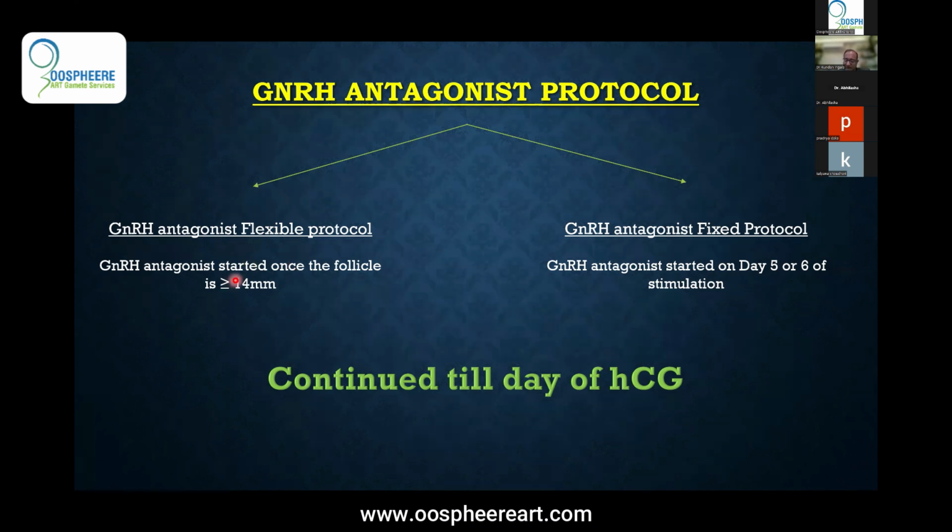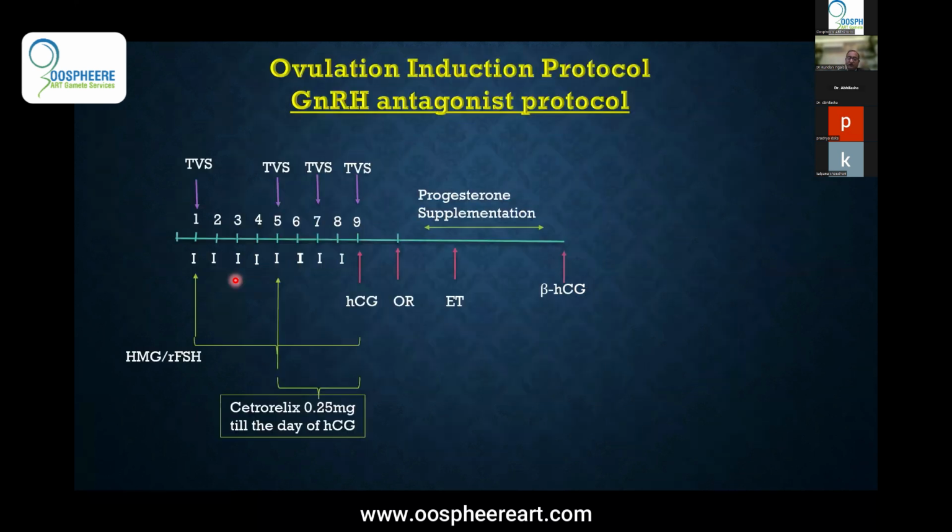So when the follicle reaches 14 millimeters or more, that is the time we start the antagonist during ovarian stimulation. That's called the flexible protocol. The second is the GnRH antagonist fixed protocol, where the GnRH antagonist is started on a fixed day, that is day 5 or day 6 of stimulation, irrespective of the follicular size, and that is called the fixed protocol.